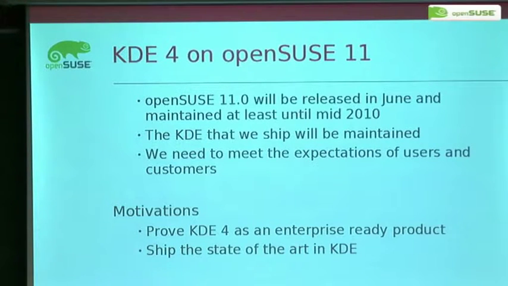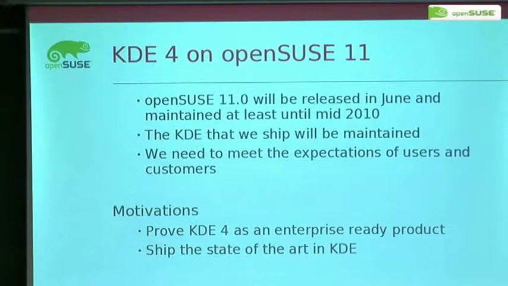We have the problem that we want to meet the expectations of our users and our customers, which means they're used to a very featureful and stable KDE code base. But on the other hand, we also want to prove that KDE4 is already ready for an enterprise platform, which means that we are in a bit of a difficult situation. We want to prove that it is ready. On the other side, we are a little bit unsure, or we have concerns about the feature regressions which we have in KDE 4.0.